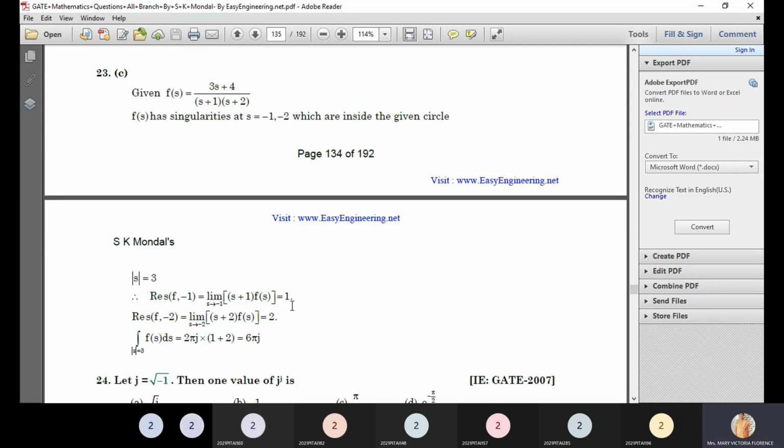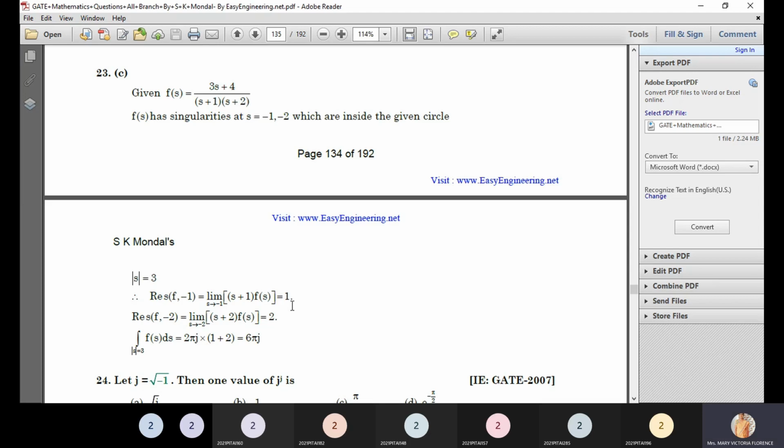Now, next one, residue of f at minus 2. Limit s tends to minus 2, (s plus 2) into f(s). What is f(s)? f(s) is nothing but (3s plus 4) by (s plus 1)(s plus 2). If you cancel s plus 2, remaining is (3s plus 4) by (s plus 1). Substitute the value minus 2, we will be getting 2.